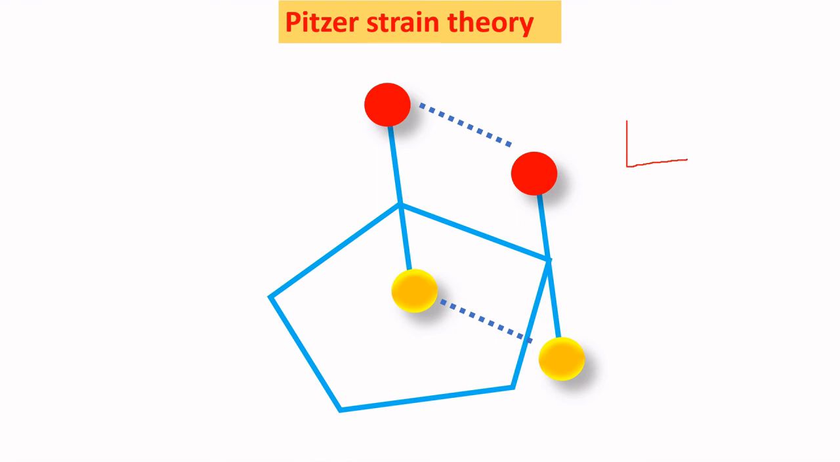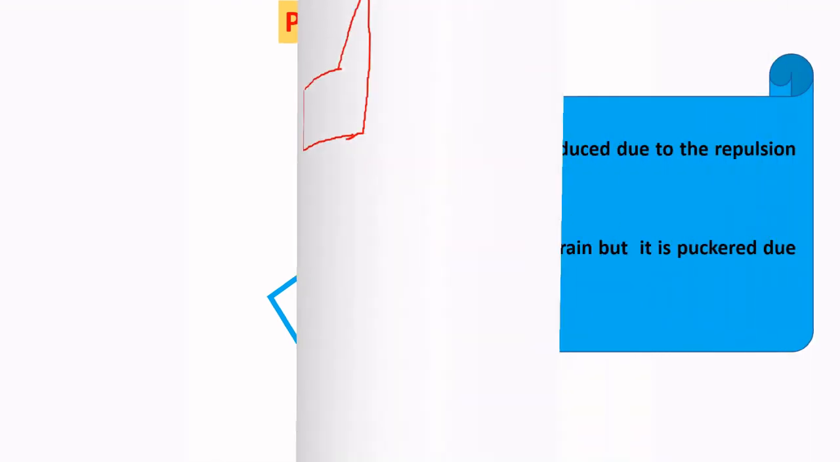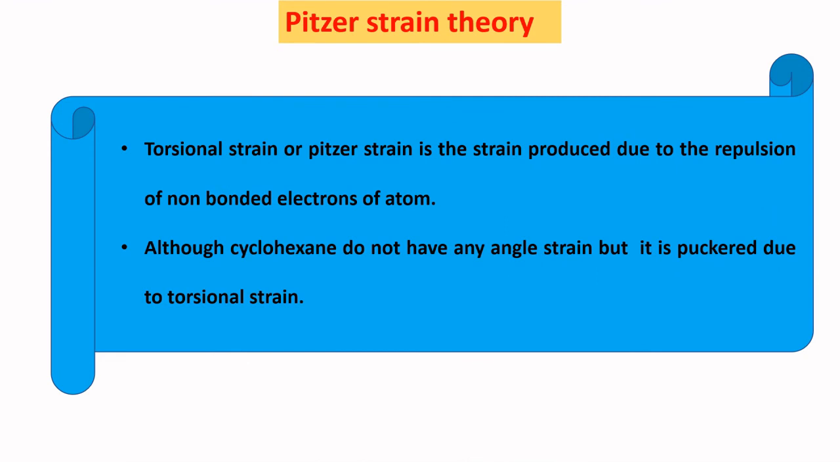Basically, four carbon atoms will remain in one plane, and one carbon atom will go out of the plane. This is called the open book structure. So cyclopentane has an open book structure. Why is this happening? Because of the Pitzer strain. Look at it, what is Pitzer strain?